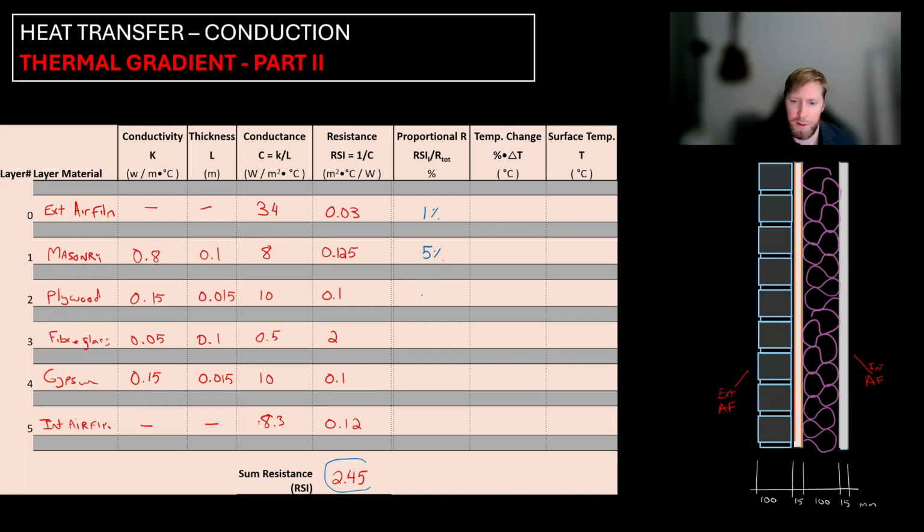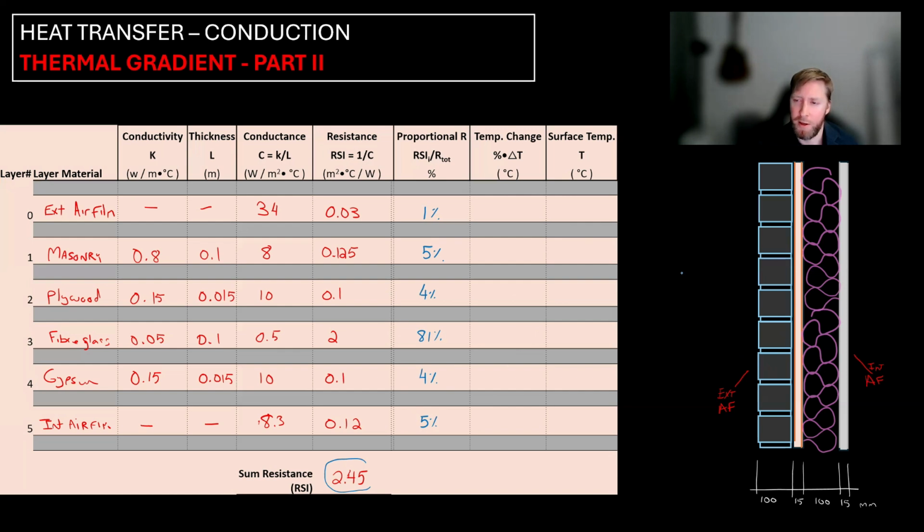I'll just fill these in for the rest of them. So the plywood is about 4%. The fiberglass ends up being close to 81%. It doesn't have to be exact, but you want to get fairly close. And then 4%. And lastly, the interior air film actually has 5%. Okay. Now, this shows us the proportion. From this, we can actually start to determine the temperatures throughout this wall system.